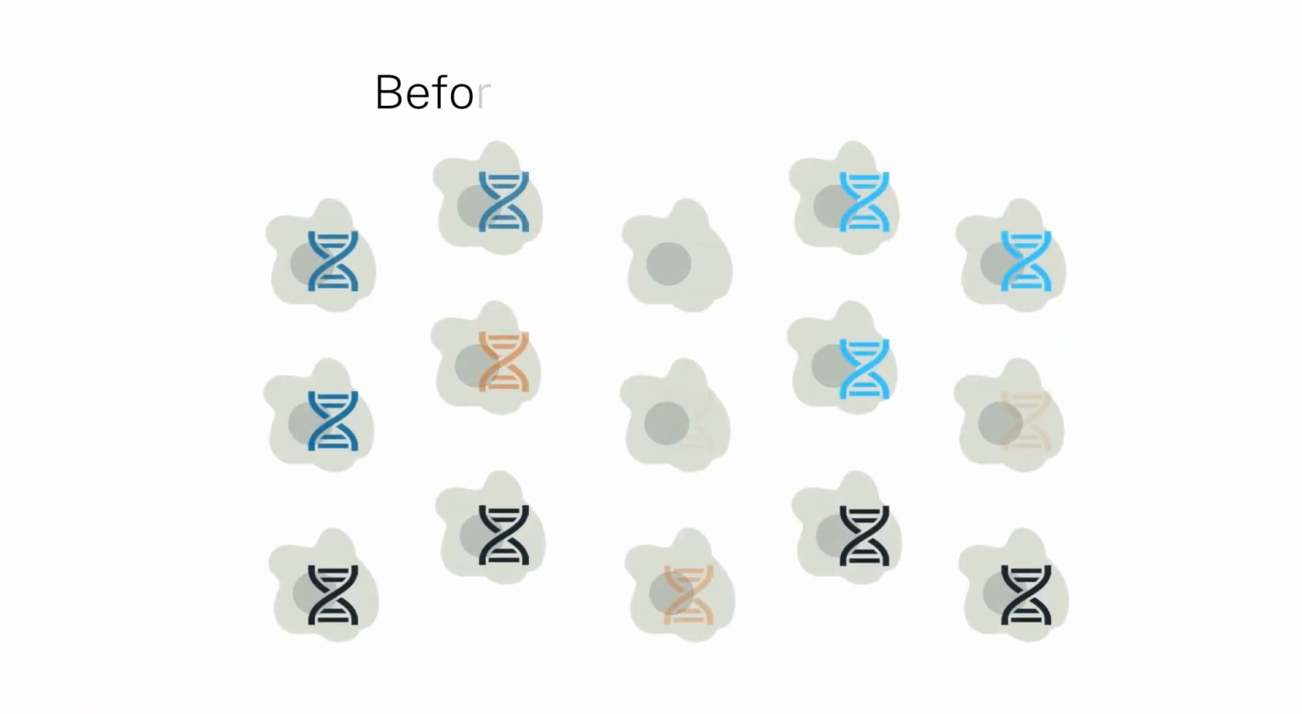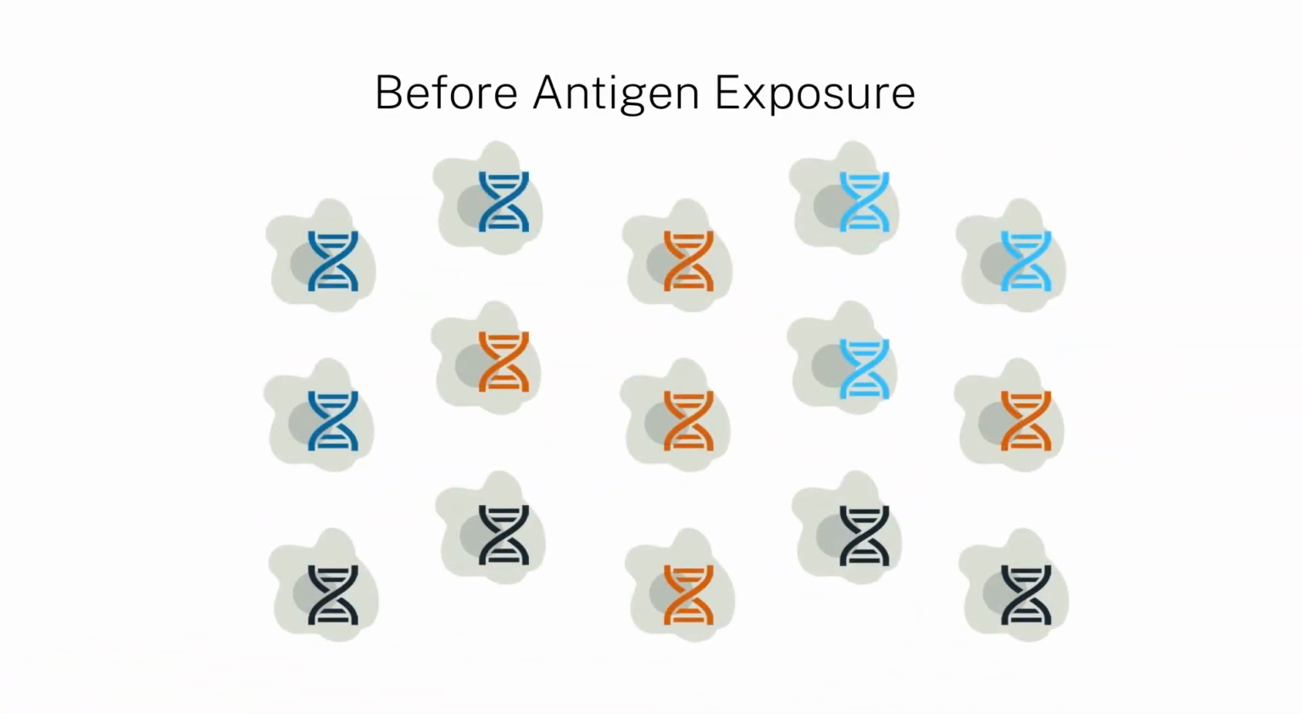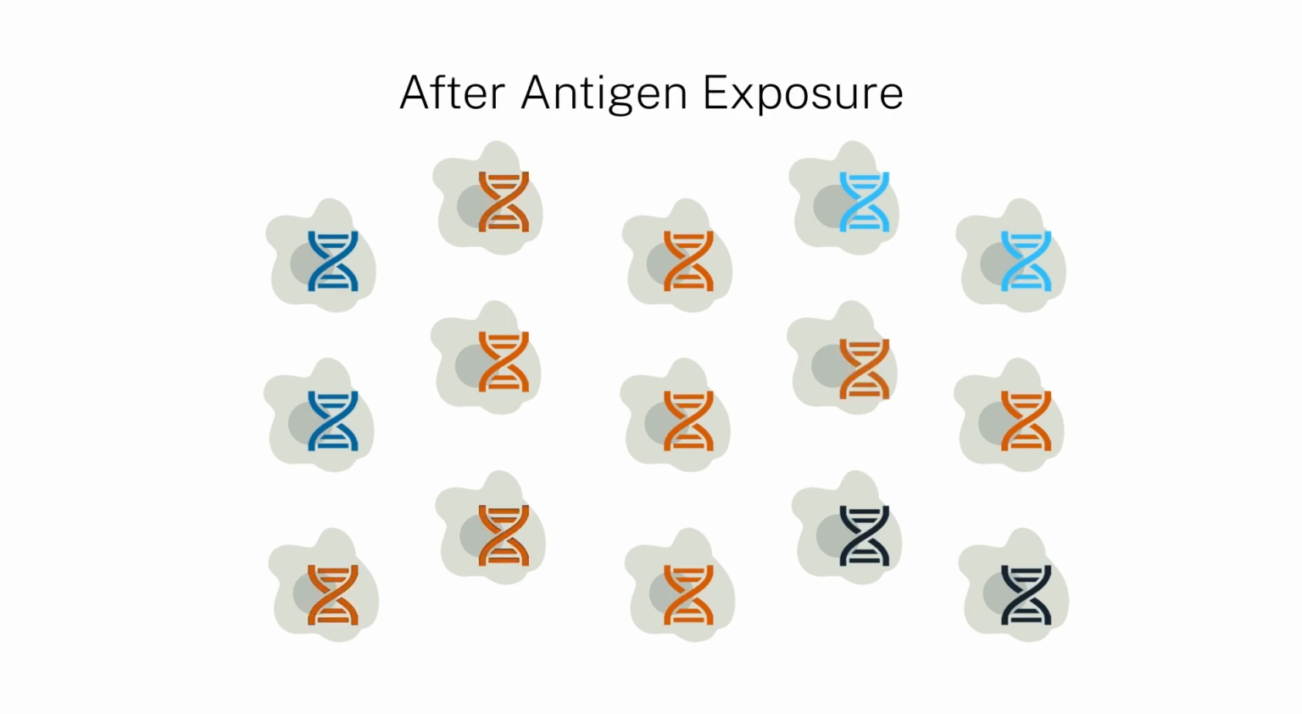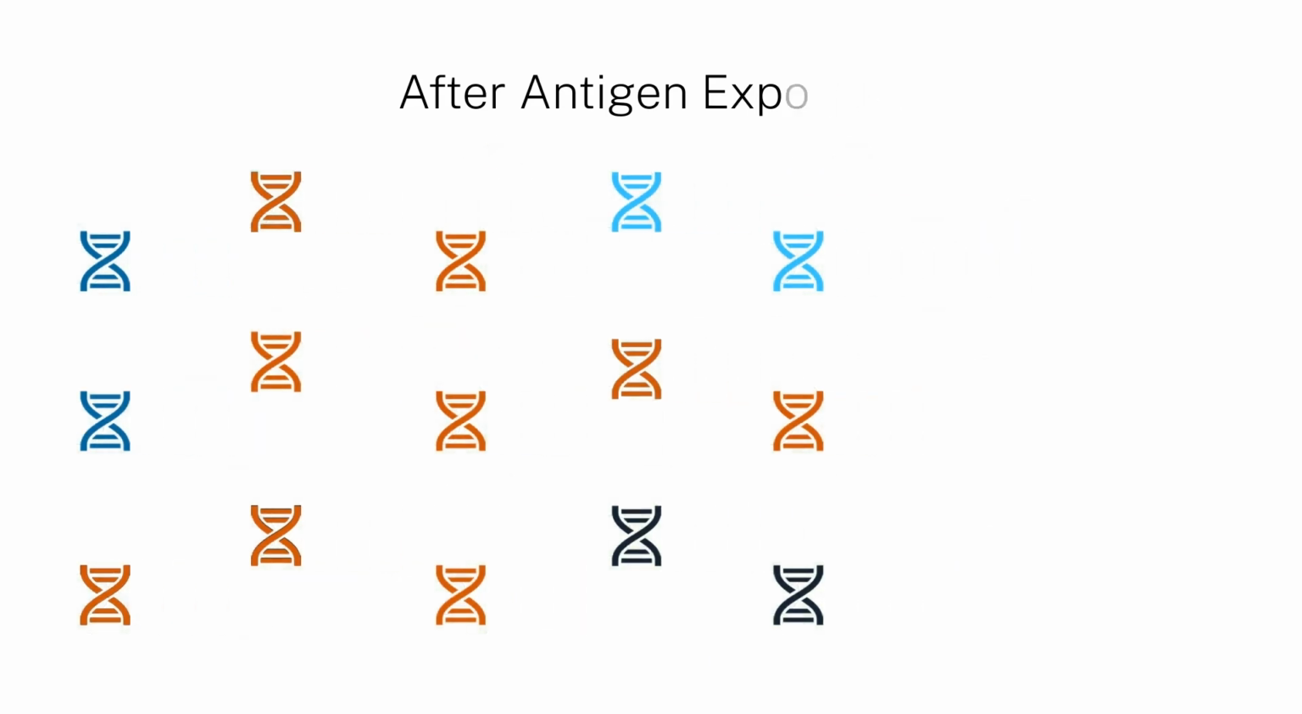Researchers use clonotyping to monitor affinity maturation and clonal expansion after antigen exposure. This allows the researcher to identify antibodies with high binding affinity. By comparing clonotypic antibody diversity, researchers can gain insights into the similarities and differences within and between individuals.